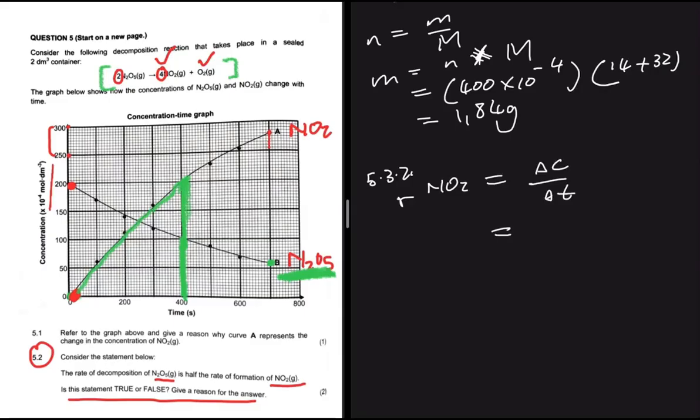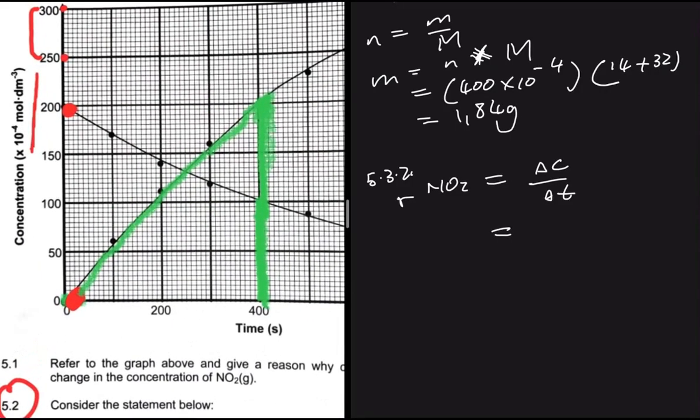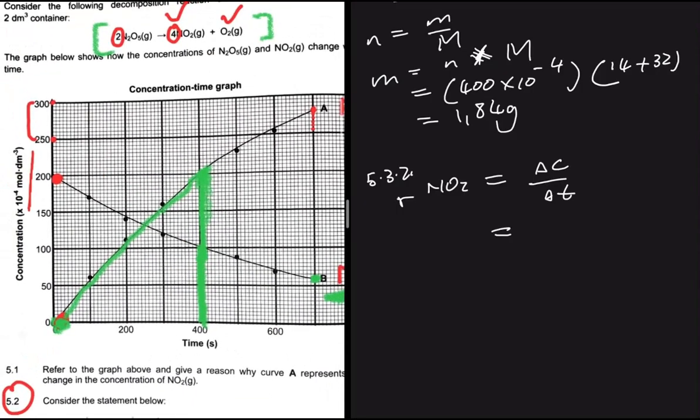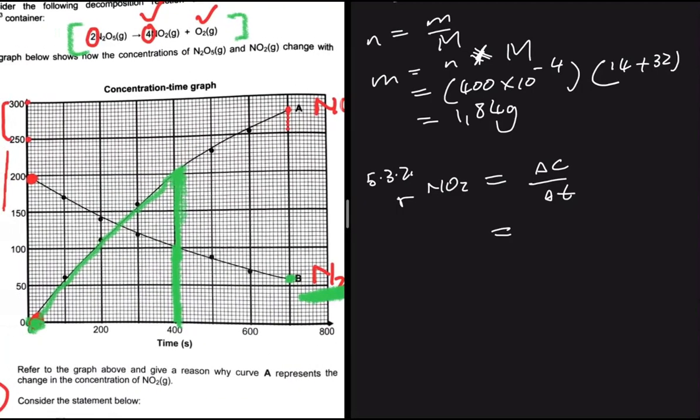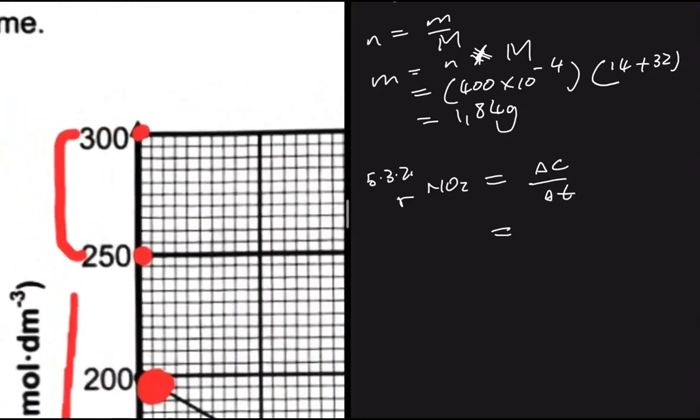So the concentration starts at 0, right? So this is our initial, and then our final at t equal to 700. So 700 is somewhere here, so our final should be there. So let's go ahead and find that exact value.